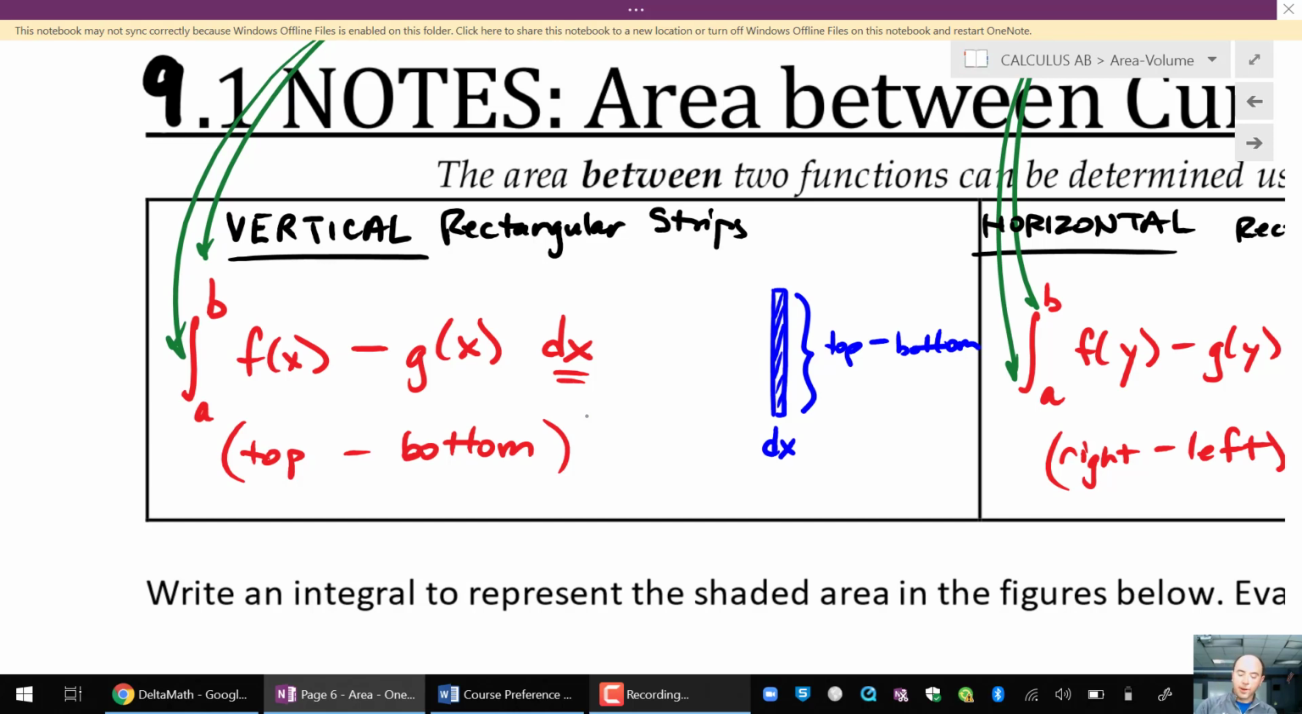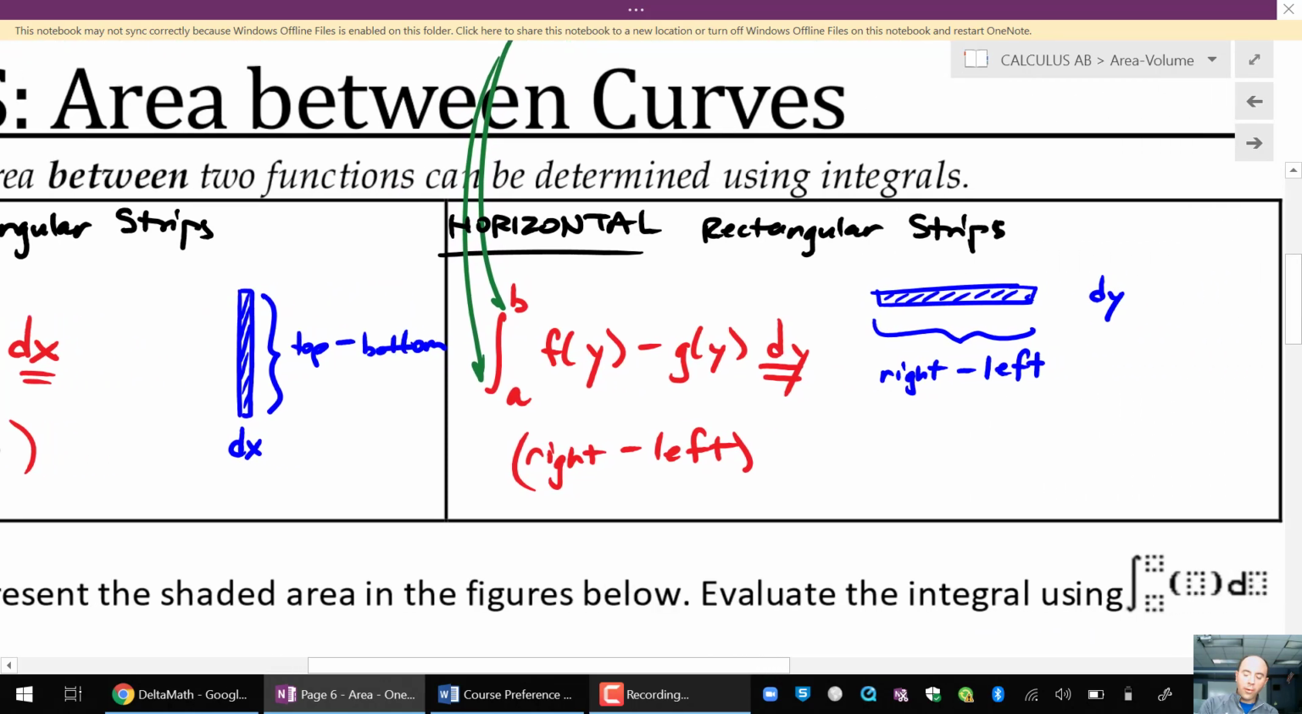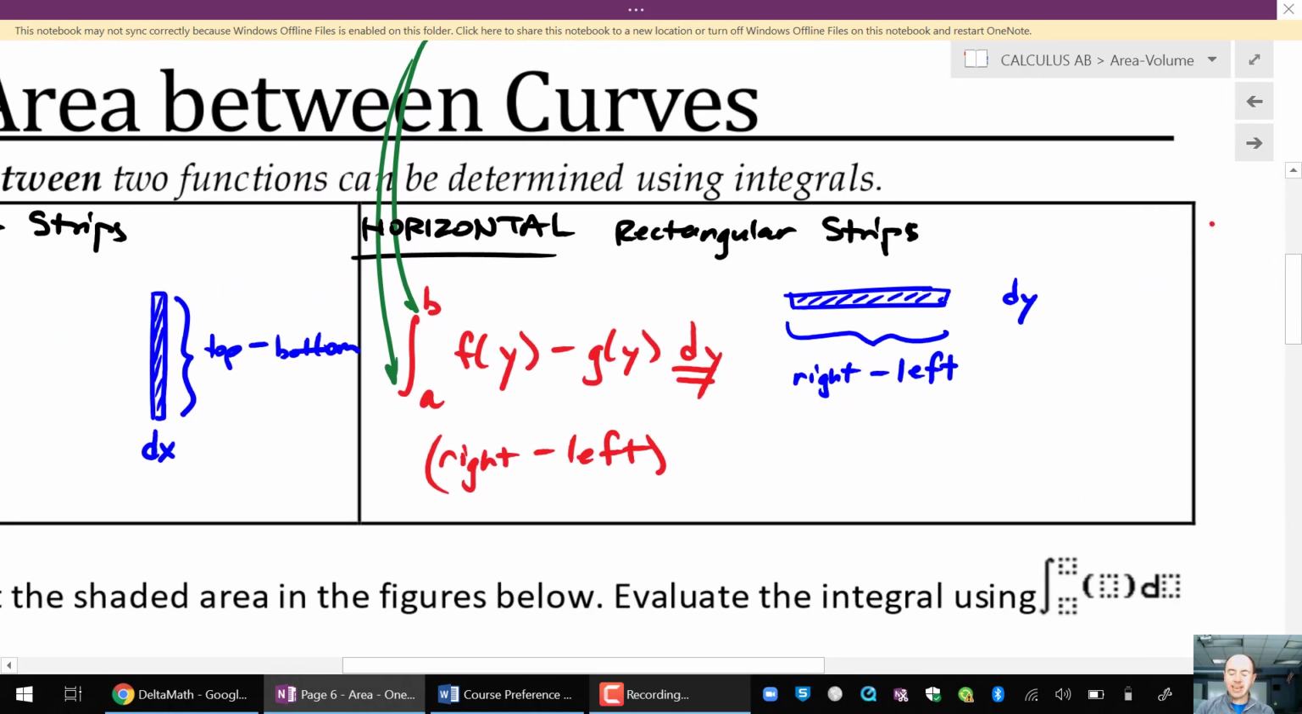It is possible to do horizontal rectangular strips. If we take our rectangular strip and we just twist it, rotate it so that it's now horizontal, I no longer have a top minus bottom situation, but my integral is going to consist of a right minus left situation as I construct those bars. So the formula is going to be the same.